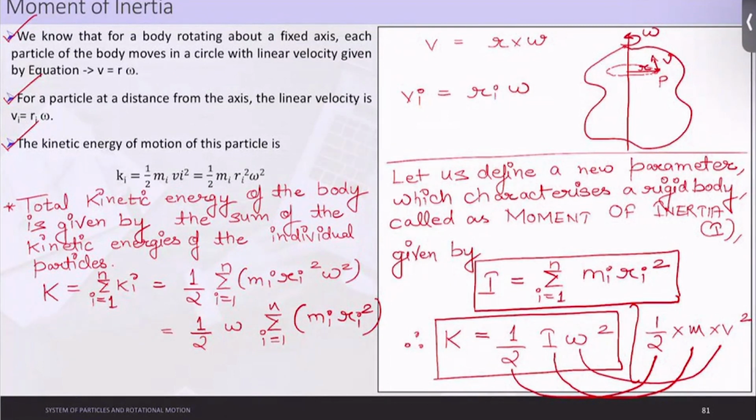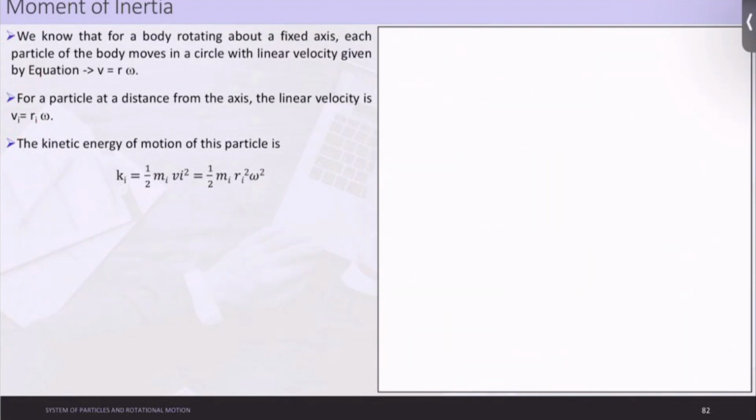So in linear, translational motion, m is the mass of the body and v is its velocity. We have already noted the analogy between angular velocity omega and linear velocity v. It is thus evident that this parameter, the moment of inertia I, is the desired rotational analog of mass. So I is the rotational analog of mass.